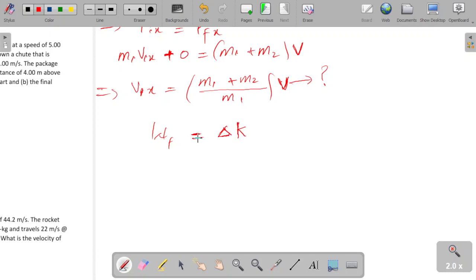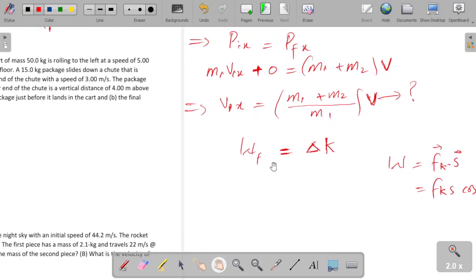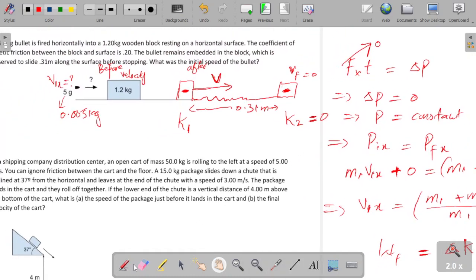It was changed due to the work against the friction. Okay, what is work done? Here the work done is equal to, we know that Fk, the dot product of force and displacement. Okay, Fk s cos theta. What is the angle between the kinetic friction and the displacement? Let's indicate this with the help of a diagram.